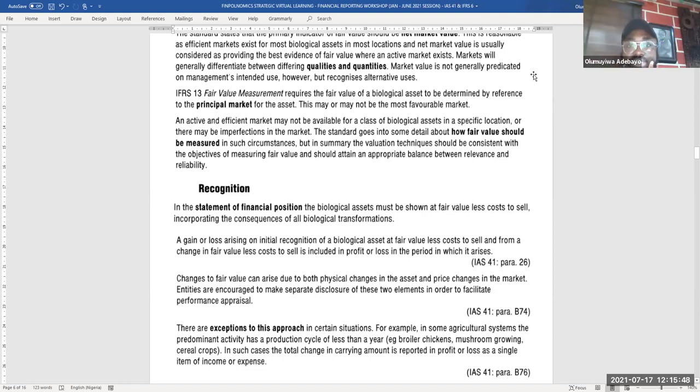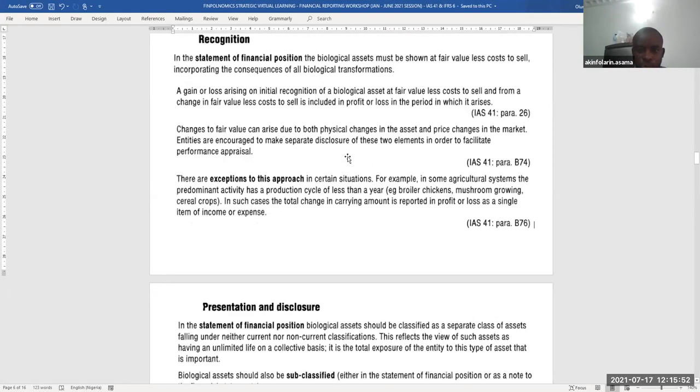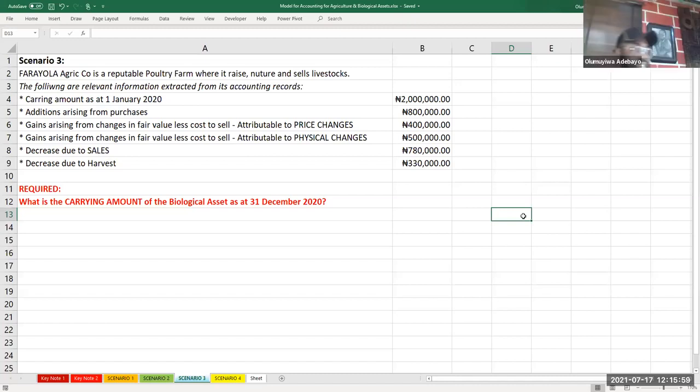Okay, now let's look at this exercise. Can we attempt it? Can somebody read the question? Okay, scenario 3.